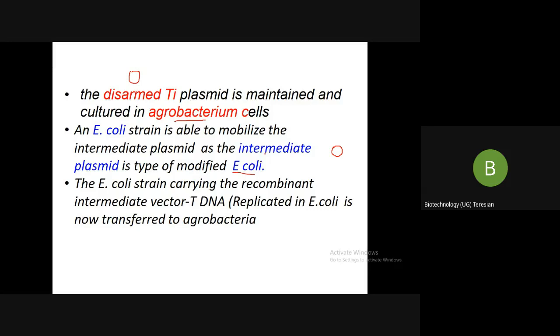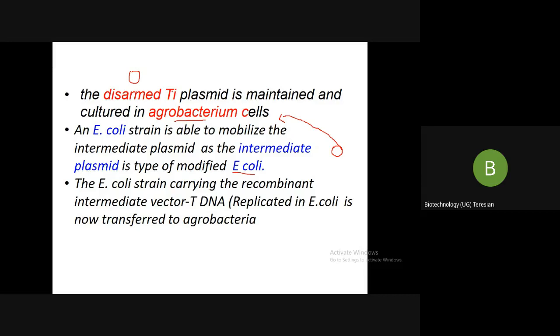So, you allow your intermediate plasmid to replicate in the E. coli. After you have replicated it in the E. coli, then what you do is you take this intermediate plasmid which was there in your E. coli and then you transfer it into your Agrobacterium. So what did I do? I have replicated my intermediate plasmid in E. coli and then I have transferred it into the Agrobacterium. Already my Agrobacterium is containing the disarmed Ti plasmid.